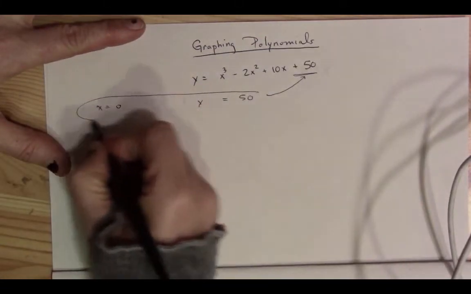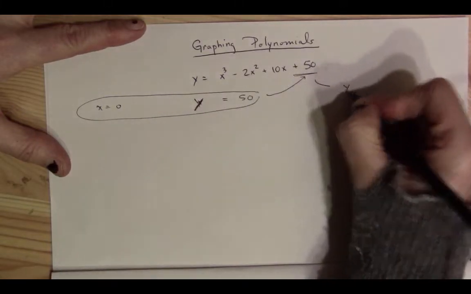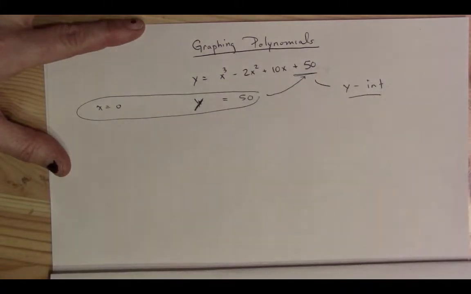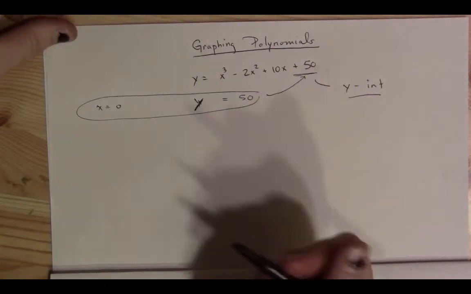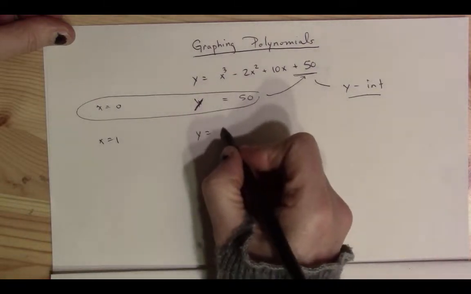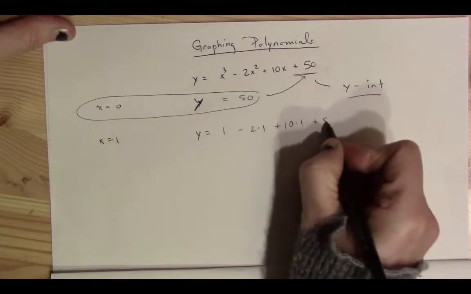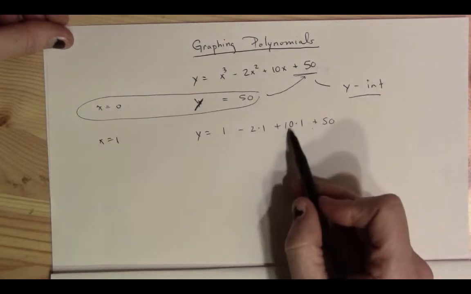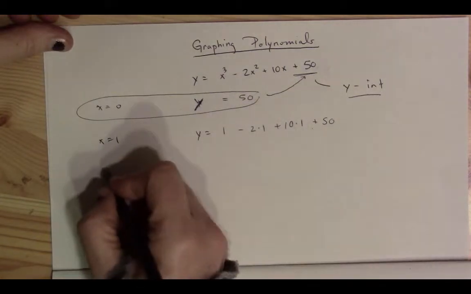x equals 0, y equals 50. Sorry, this is our y-intercept. But as x starts changing values, these other terms start to be kind of significant. If x equals 1, then y is equal to 1 cubed, which is 1, minus 2 times 1, which is 2, plus 10 times 1, plus 50. So this end term's still really important, but now we've got 10 here, minus 2, plus 1. So there's some other stuff going on.